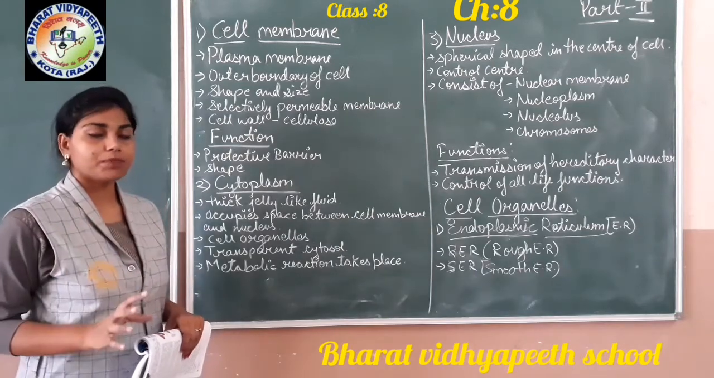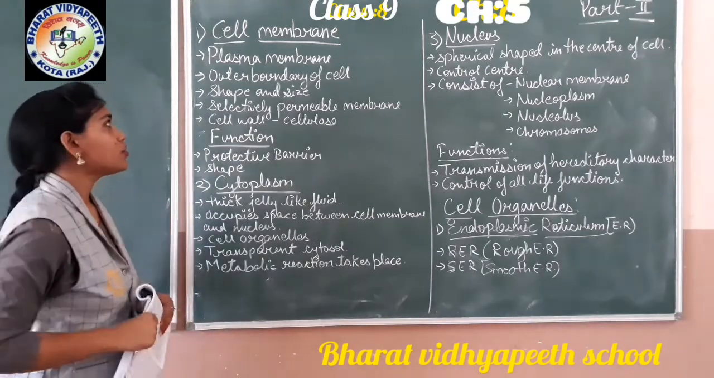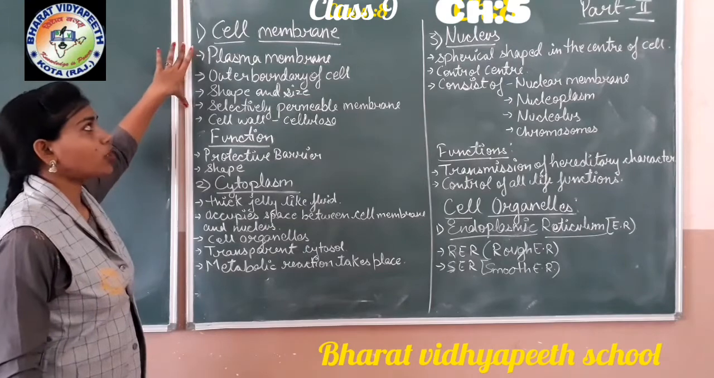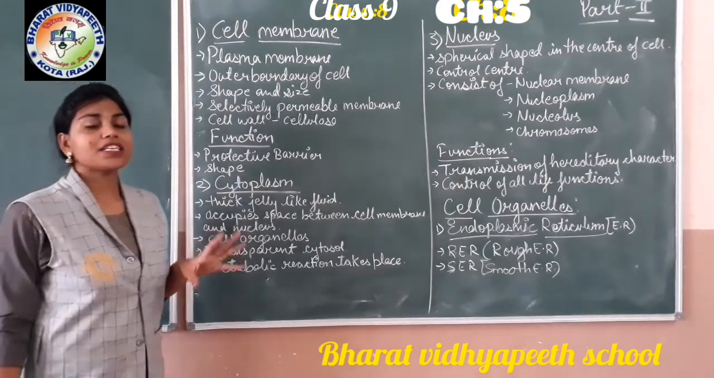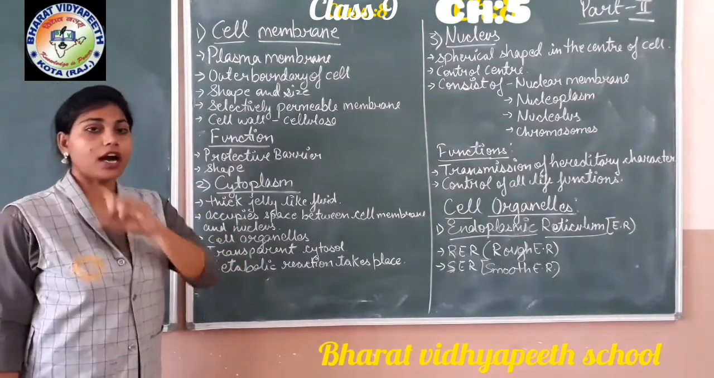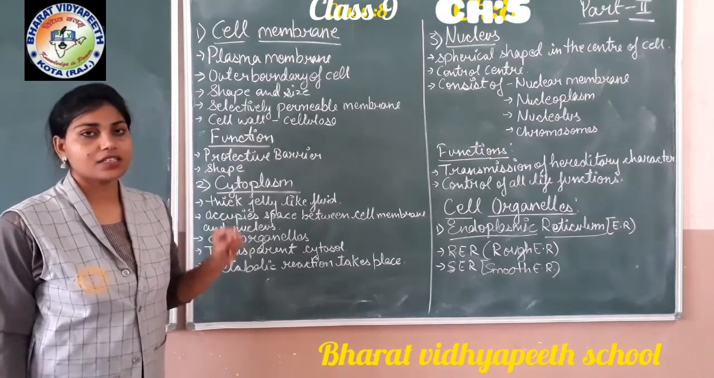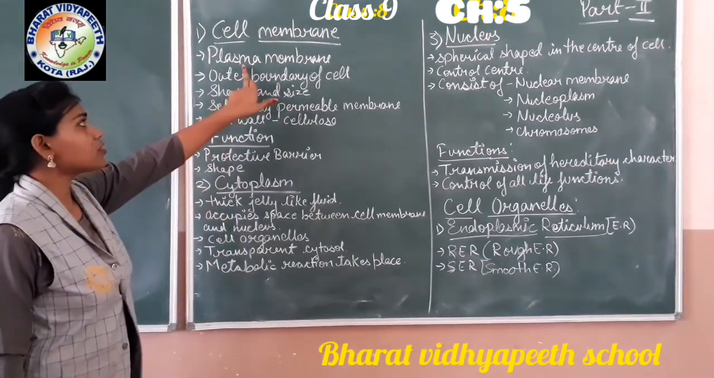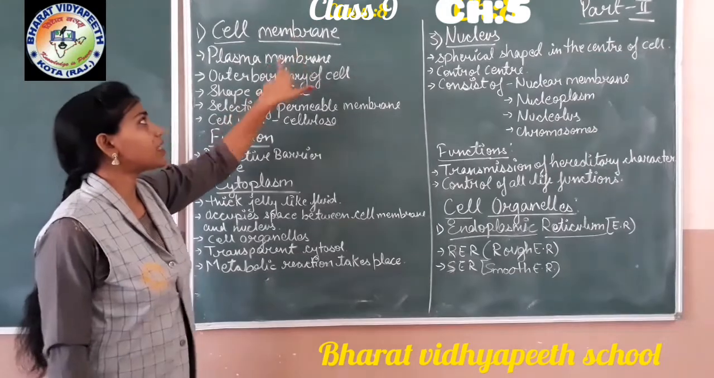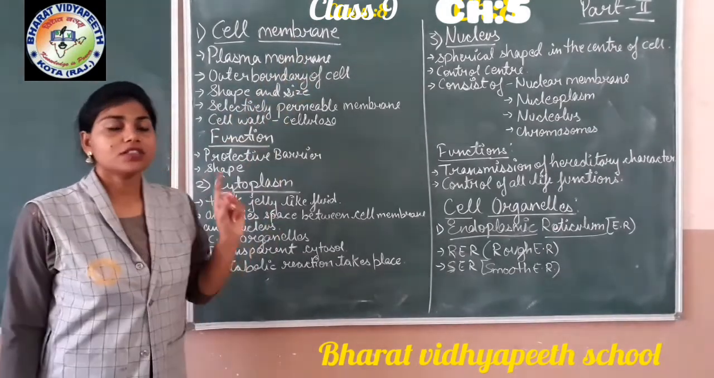About these parts of the cell in detail. First, we are going to study the cell membrane. What is the cell membrane? The cell membrane is the outer covering of the cell. The outer line of the cell is known as the cell membrane. This is also known as the plasma membrane. Cell membrane and plasma membrane are the same.